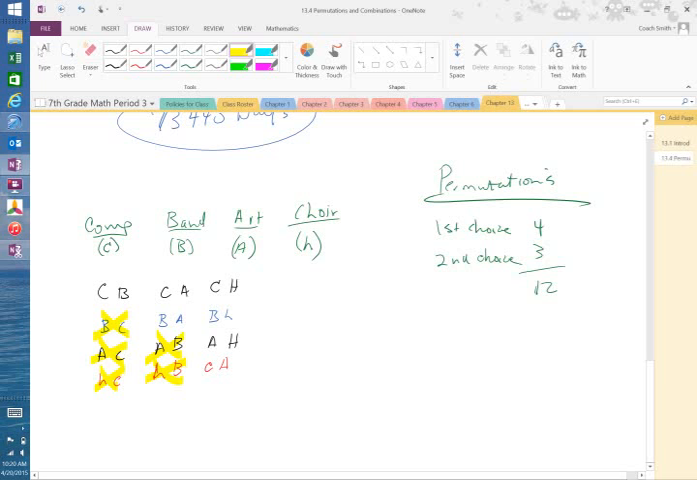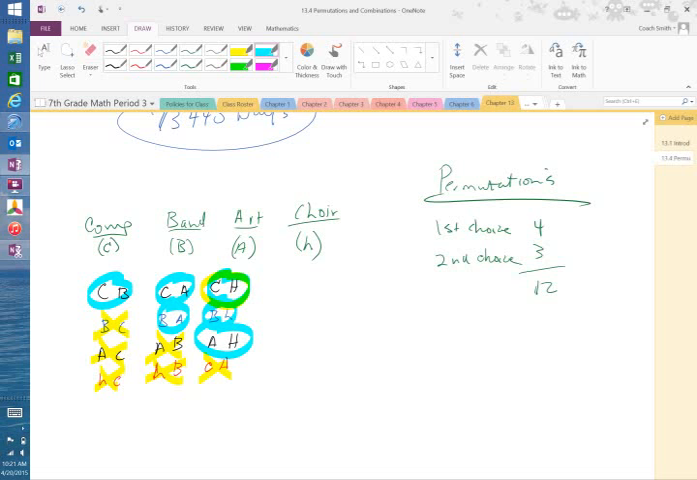Okay? Now, we have CH, AH. Do I have an AH? No. Okay, do I have a CH? Yes, I do. Right here is the same as that. So realistically, we have 1, 2, 3, 4, 5, 6 actual choices. 6 different ways to take 2 of the 4 classes.